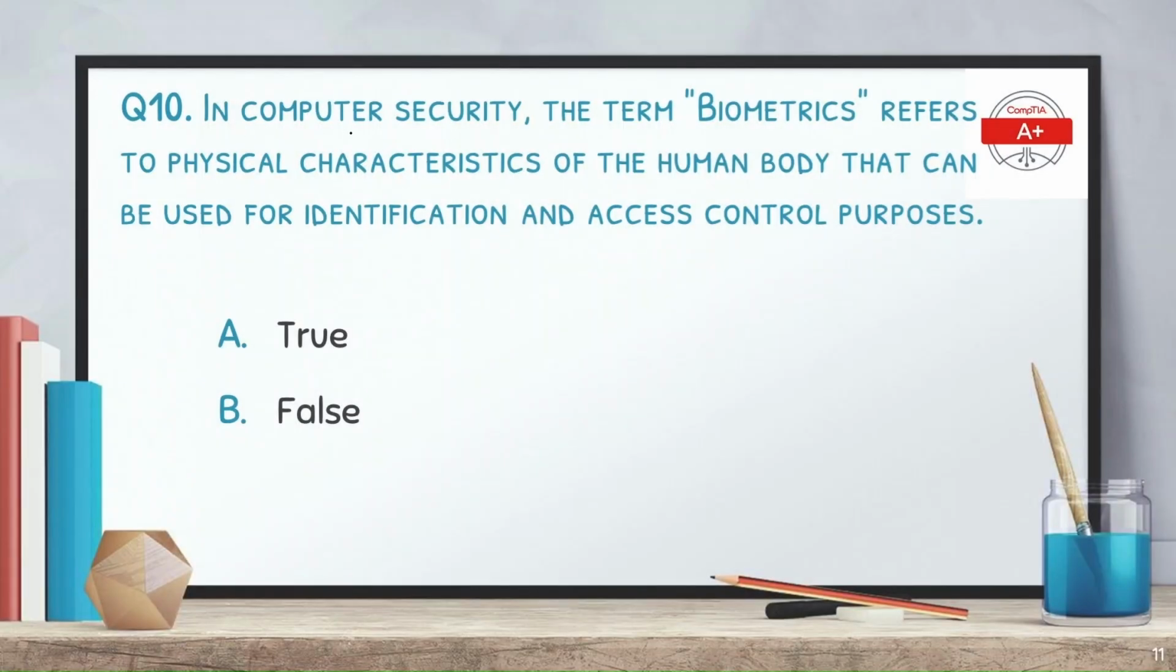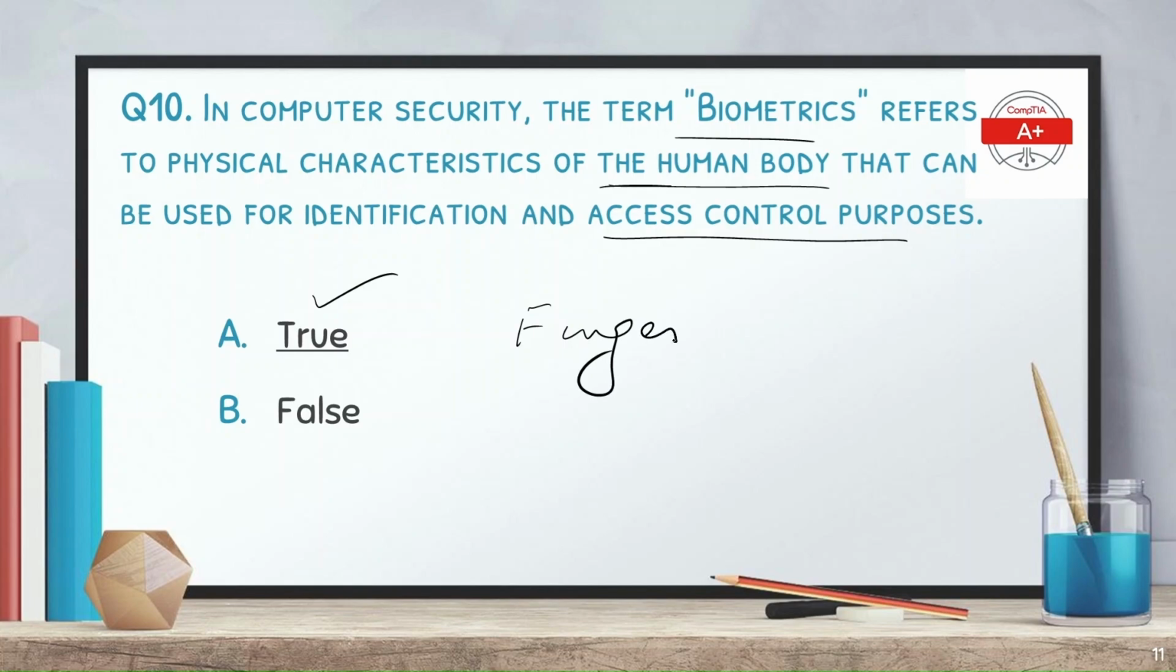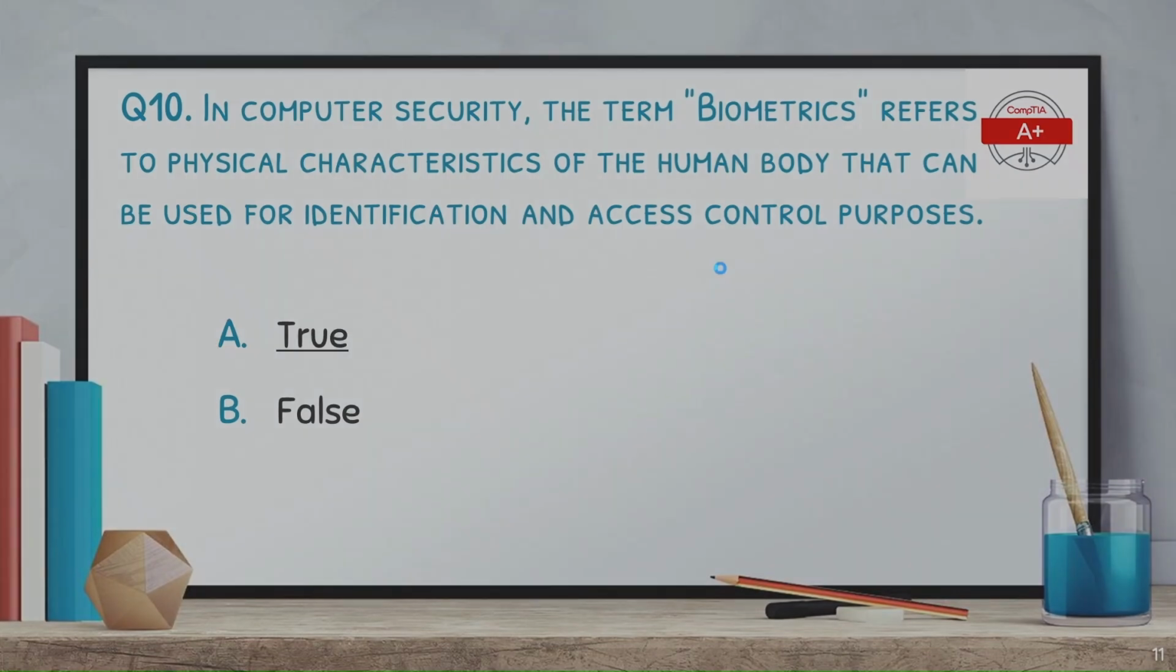Question number 10: in computer security, the term biometric refers to the physical characteristic of the human body that can be used for identification and access control purposes. The options are A, true, and B, false. And the correct option is true, biometric is the physical characteristics of the human body, such as a fingerprint. So the fingerprint is an example of biometric that can be used on your laptop for access control to log in to your computer.